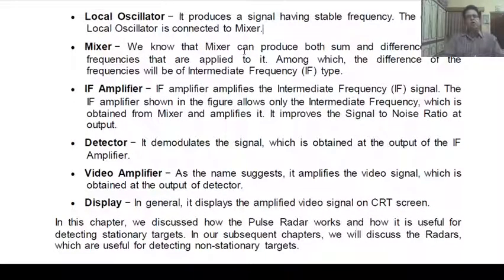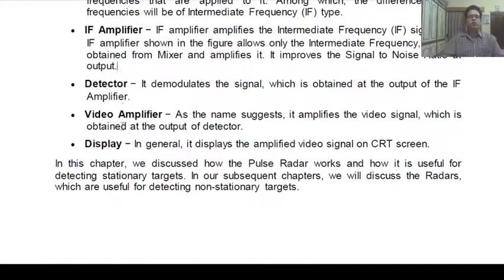Mixer. We know that a mixer can produce both sum and difference of the frequencies that are applied to it, among which the difference of the frequencies will be the intermediate frequency. IF amplifier. The IF amplifier amplifies the intermediate frequency signal. The IF amplifier shown in the figure allows only the intermediate frequency, which is obtained from the mixer, and amplifies it. It improves the signal to noise ratio at the output.